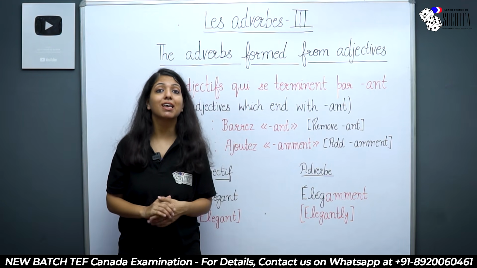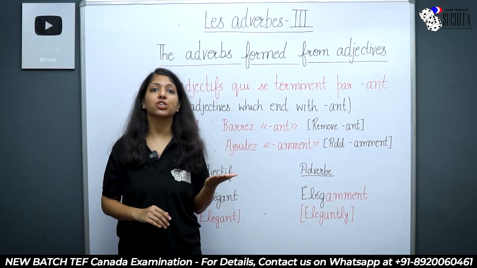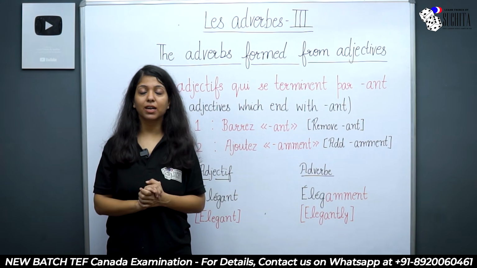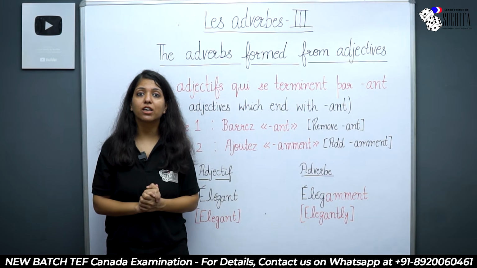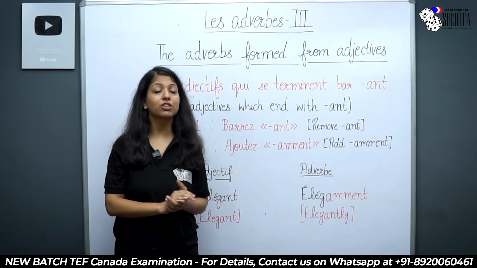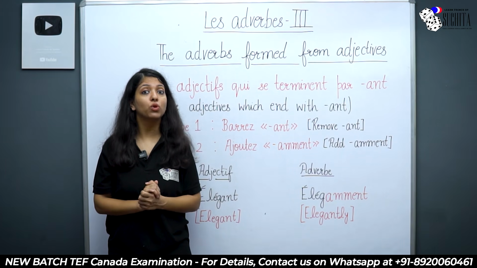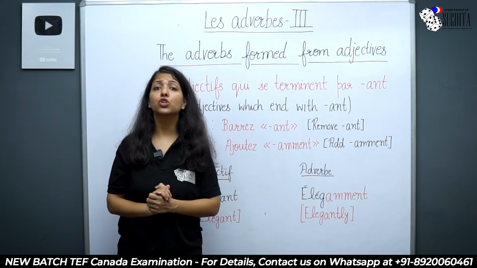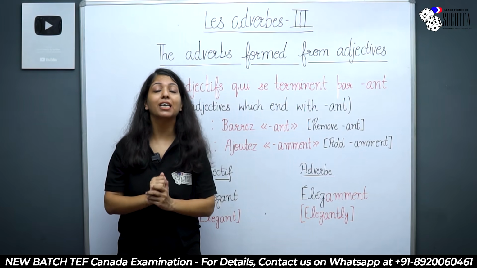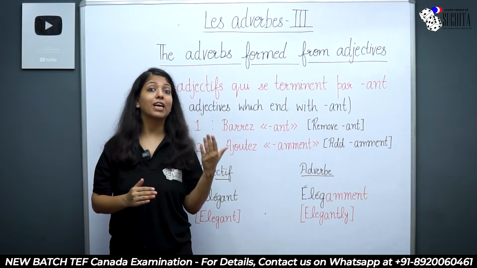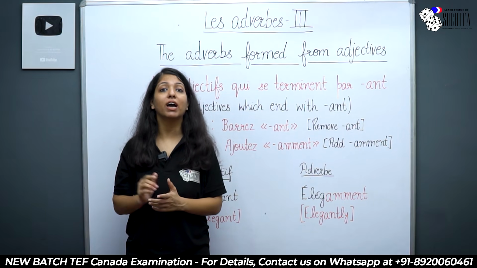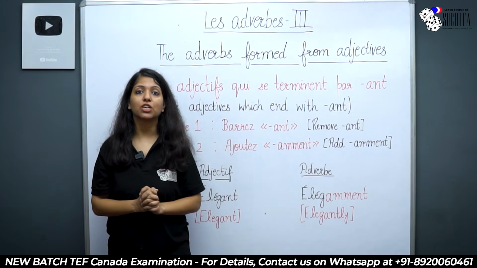For example, if I say slow, slow is my adjective. How do you form the adverb? The adverb is slowly. If I say polite, the adverb is politely. If I say true, that's an adjective, and the adverb is truly. So what am I doing in English? We form the adverb by adding ly to the adjectives. Like true, truly; absolute, absolutely.